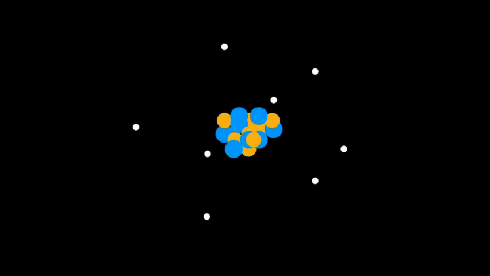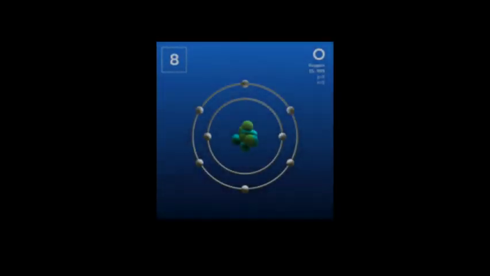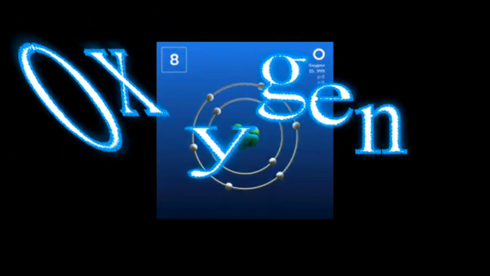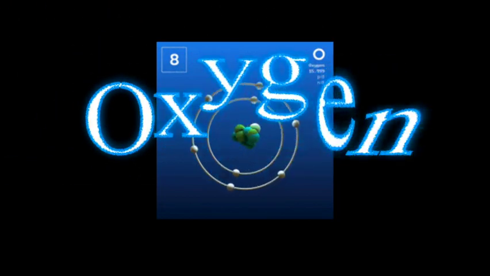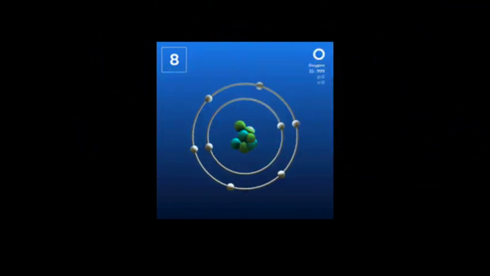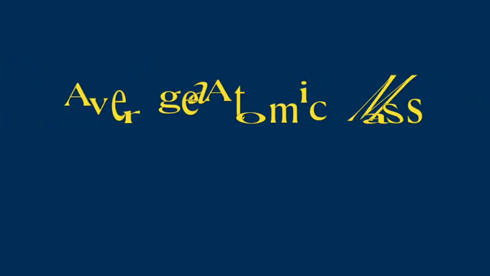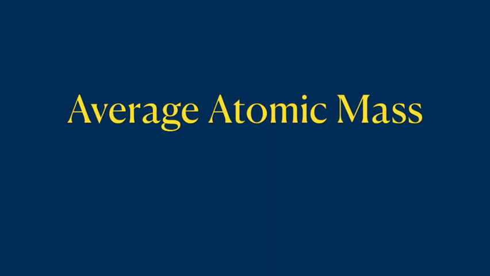An atom that has 8 protons and 8 neutrons, thus having an atomic mass of 16 AMUs, what element would that be? That element would be oxygen. The average atomic mass is the average mass of one atom based upon the mass of a sample of atoms.